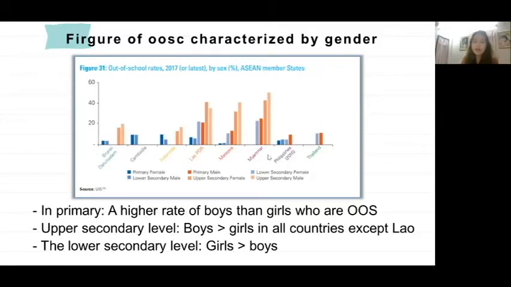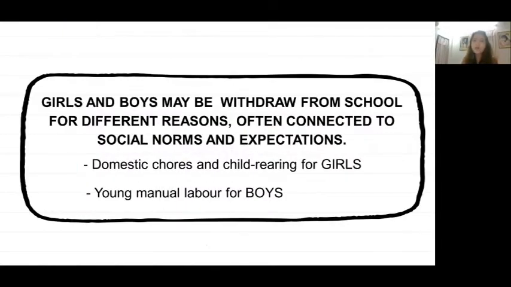So you can see that girls and boys may withdraw from school for different reasons, often connected firstly to social norms and expectations. The norms and expectations here can refer to the difference in sex representation in education, and those often reflect the society's reality around future employment.